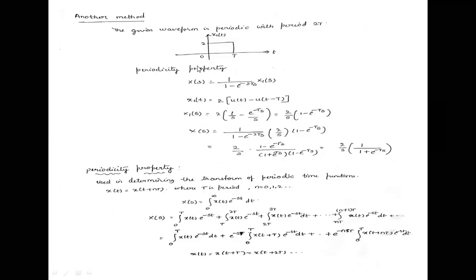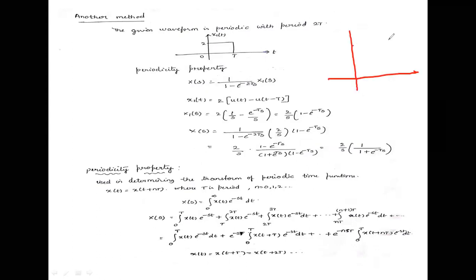The next one, another method, is a periodic function. Because it is a periodic function, 0 to t, the value is 2. The periodicity property can apply. X of s is 1 by 1 minus e power minus 2s into x1 of s. What is the x1 of s? To get this gated function.